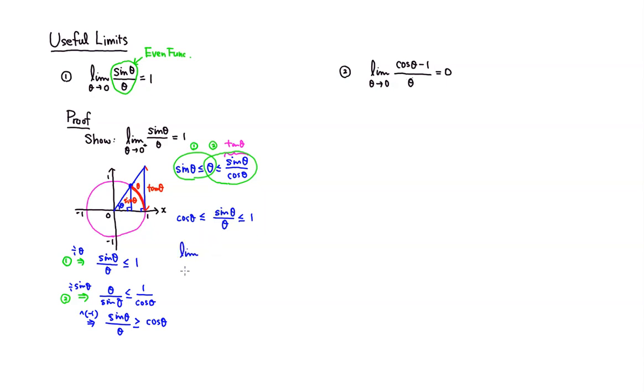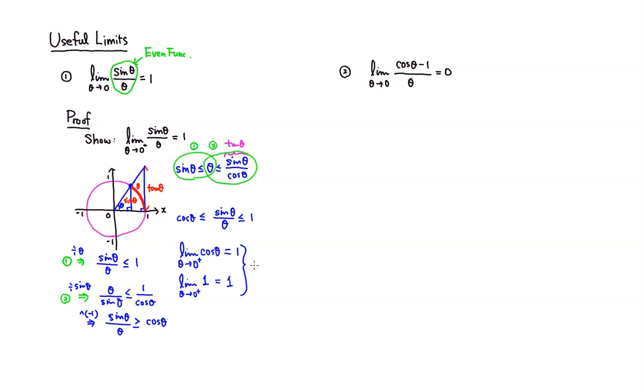Then if you want to find the limit of sine theta over theta, I'm going to use the squeeze theorem. So let's look at the limit of cosine of theta as theta approaches 0 from the positive side. Cosine of 0 is 1, so this is going to be 1. And the limit of the biggest guy, which is actually a constant function, as theta approaches 0 from the positive side, a constant is still the same constant.